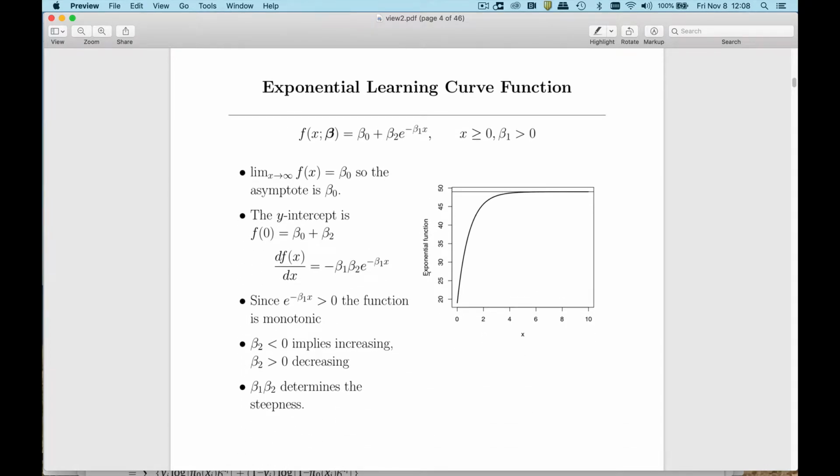Let's talk about another one. This other function I find to be one of the most useful functions around, short of linear functions, which of course are extremely useful. This one I tend to use quite a bit. It's called the learning curve. The reason it's called the learning curve is that it's often used to describe how someone learns something.